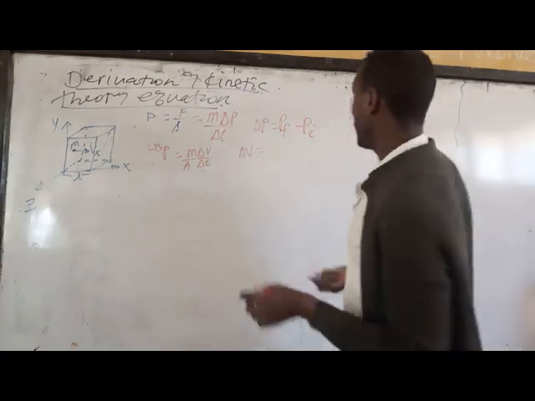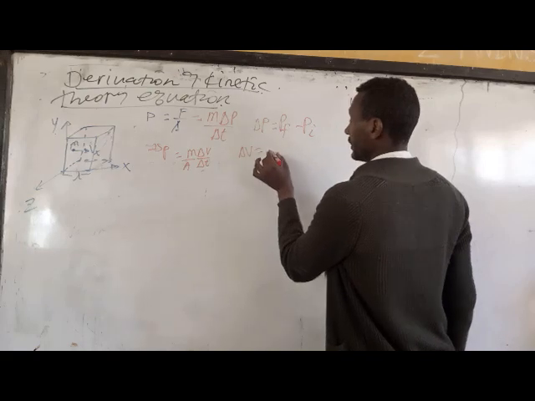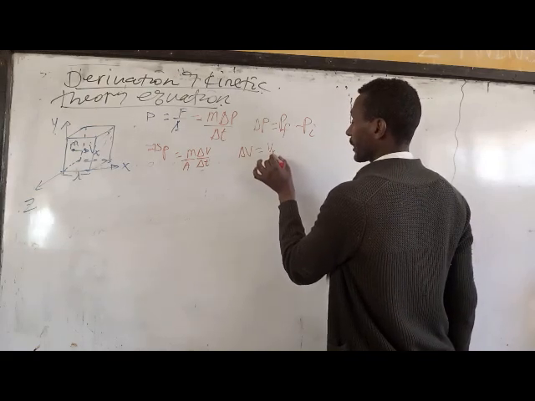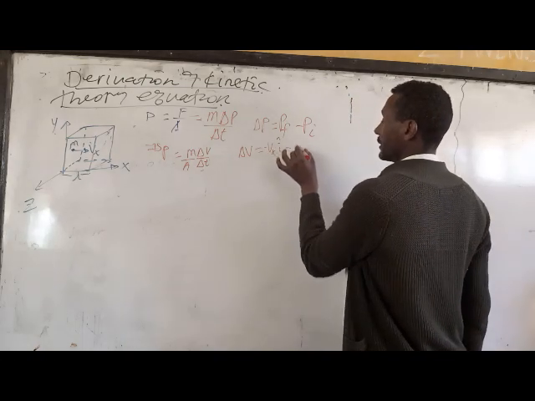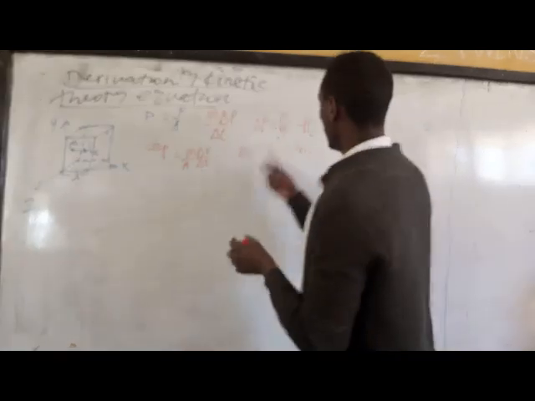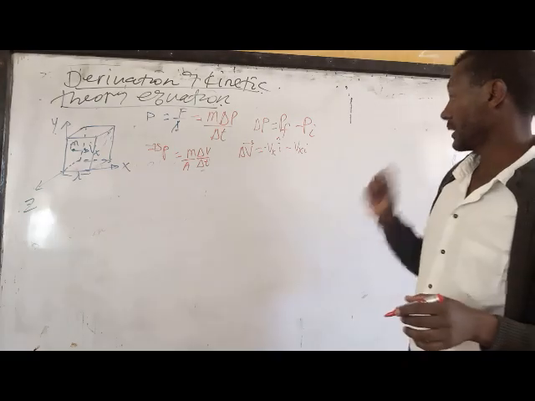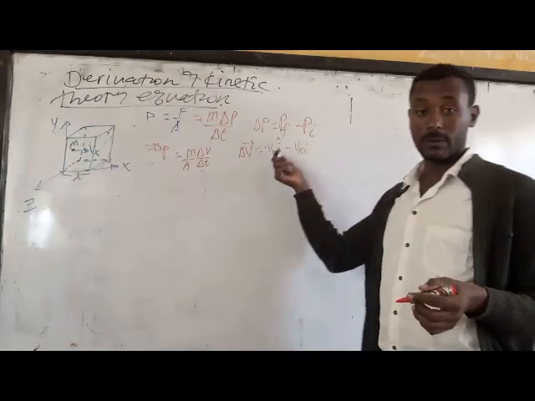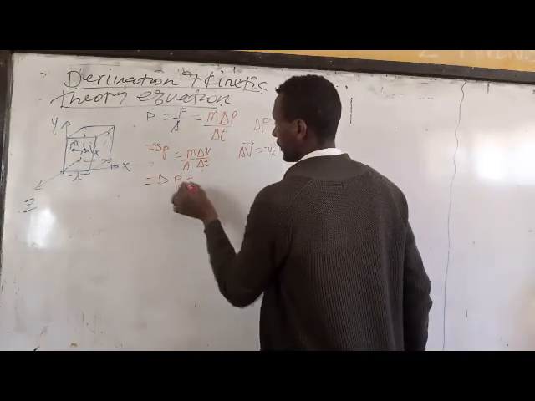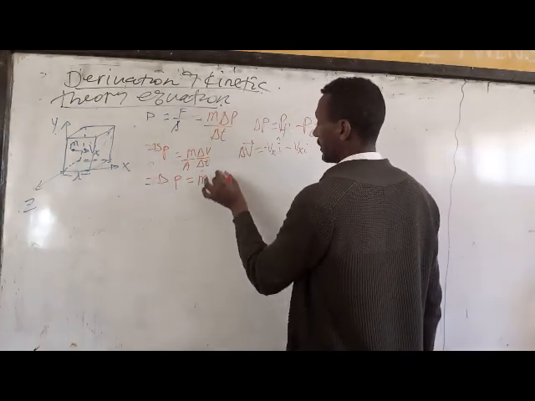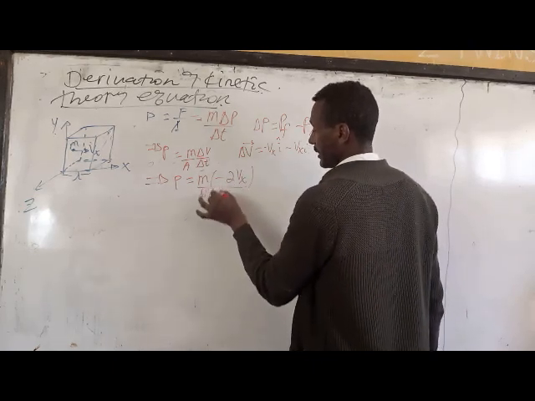Let's see the speed. First, it's moving towards the x-axis. Therefore, it is vx minus vx in the i direction. This is a change in speed or the change in velocity. We are only interested in the magnitude. Therefore, we don't worry about the direction. Therefore, this implies P is equal to m times minus 2 Vx over A delta t.